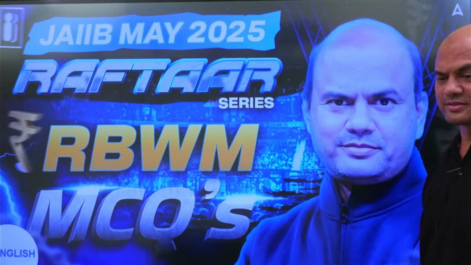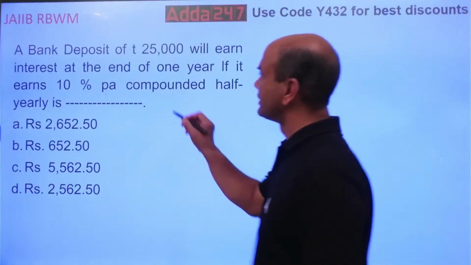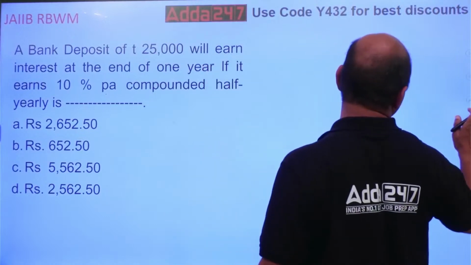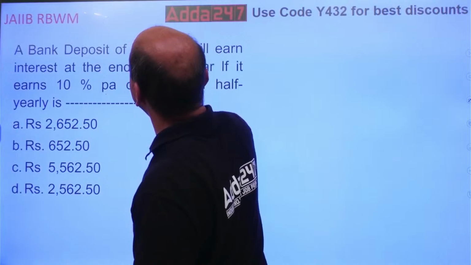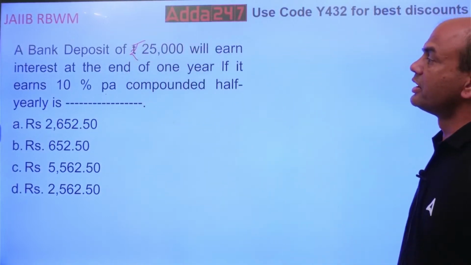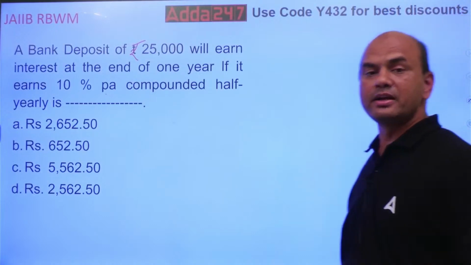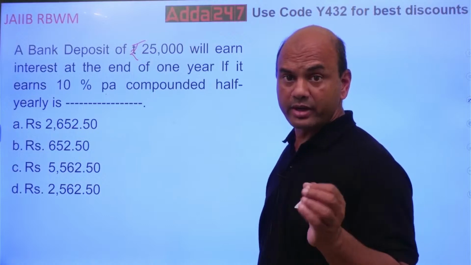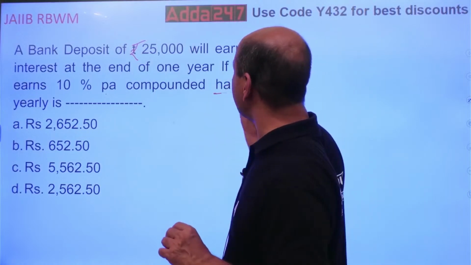First question. A deposit of rupees 25,000 will earn an interest at the end of 1 year. If it earns 10% compounded half yearly, what will be the interest amount? Very important part over here, because it is compounded half yearly.